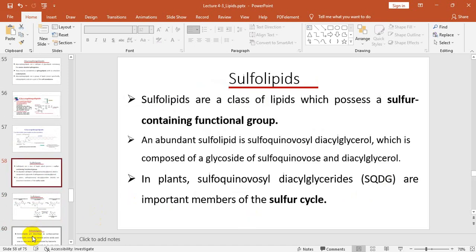Okay, let's go to sulfolipids. Sulfolipids are a class of lipids which possess a sulfur-containing functional group. An abundant sulfolipid is sulfoquinovosyl diacylglycerol, which is composed of a glycoside of sulfoquinovose and diacylglycerol. In plants, sulfoquinovosyl diacylglycerides are important members of the sulfur cycle.